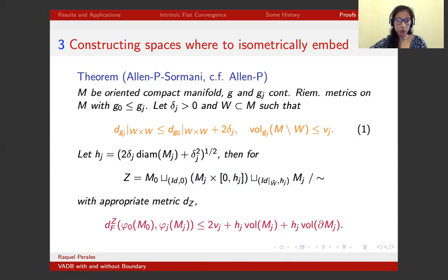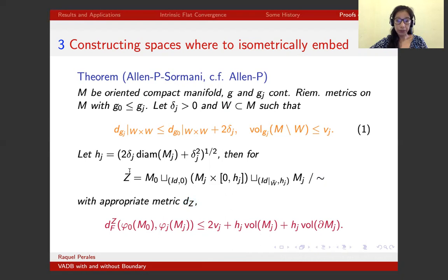And then what we are going to do is glue a copy of M0, and this is just using the identity function. And we are going to glue a copy of Mj. And here what we do is we just identify the points in the closure of W. So here I'm identifying these points. And we have to define an appropriate metric. So the appropriate metric is as follows.